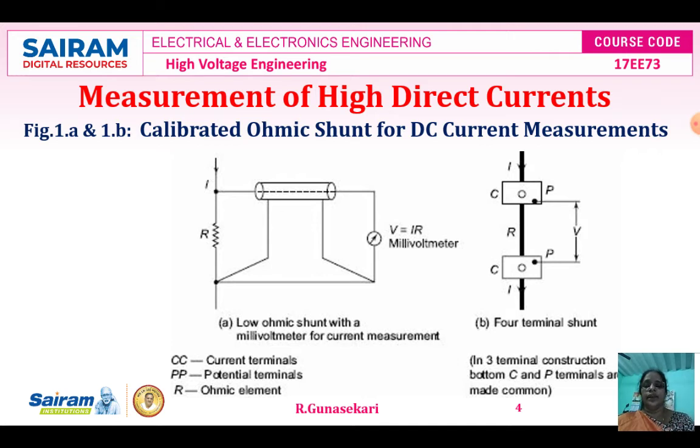In figure A, CC represents the current terminals, PP represents the potential terminals, and R is the ohmic element. That is, R is the resistance, the current flowing through R is I, and then the millivoltmeter is used to measure the voltage, which is equal to I into R. In figure B, the 3 terminal construction, the bottom capacitance C and P terminals are made common. So here you see the common terminal in the circuit diagram.